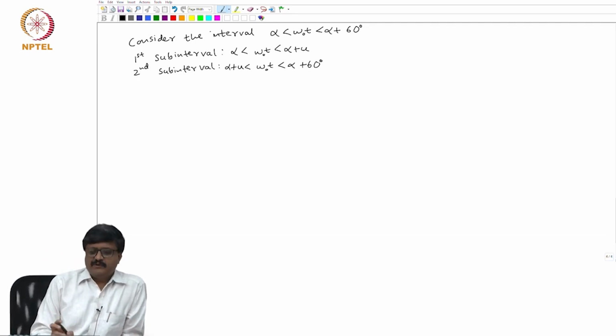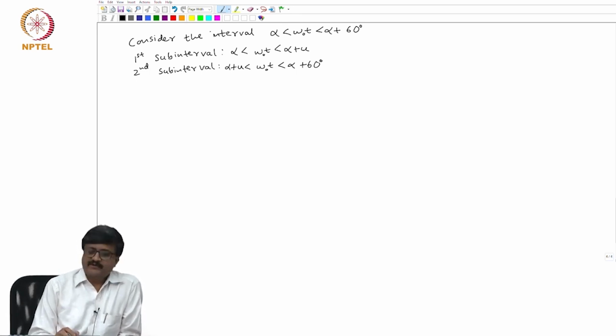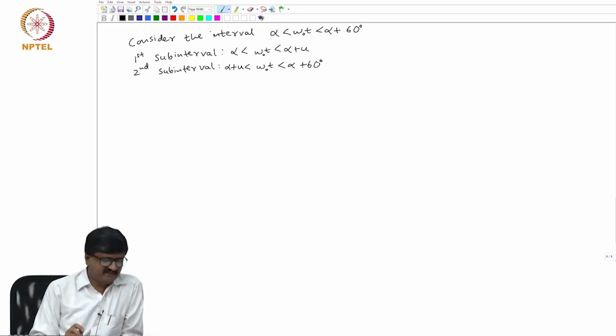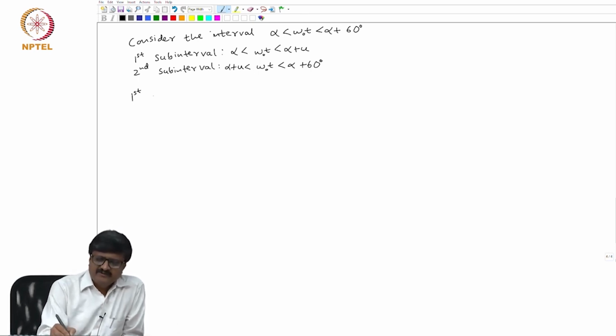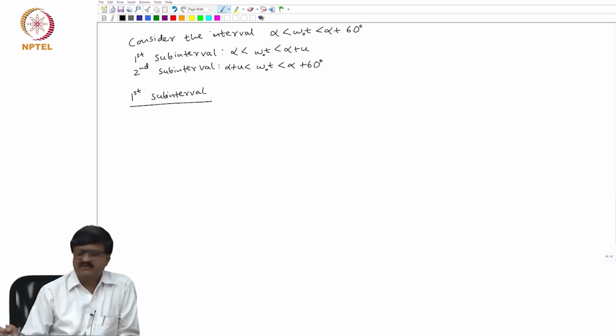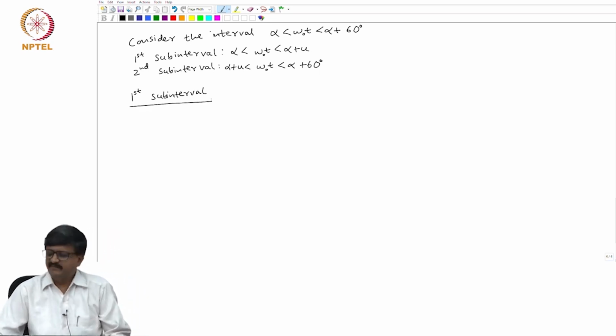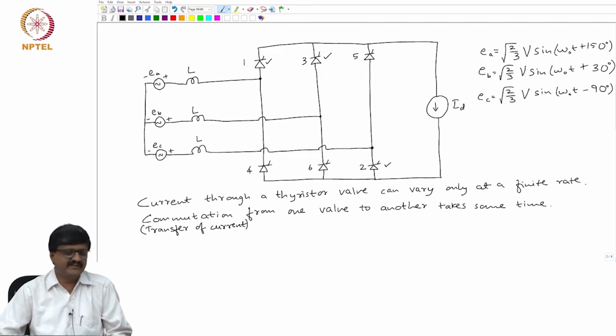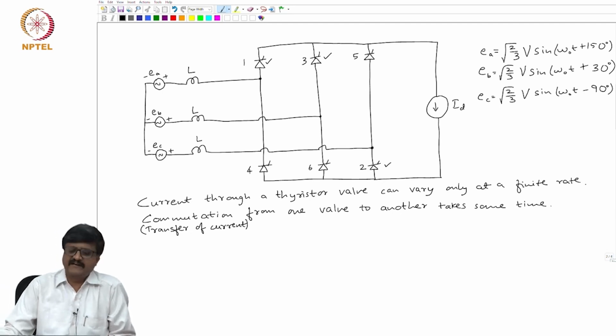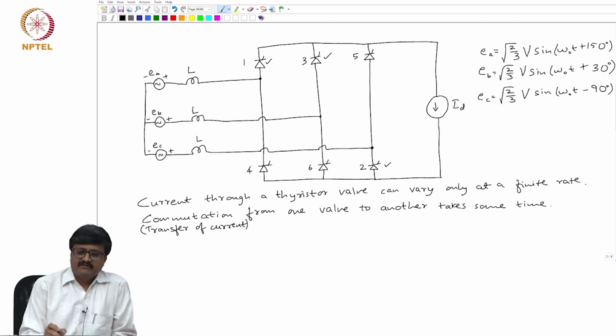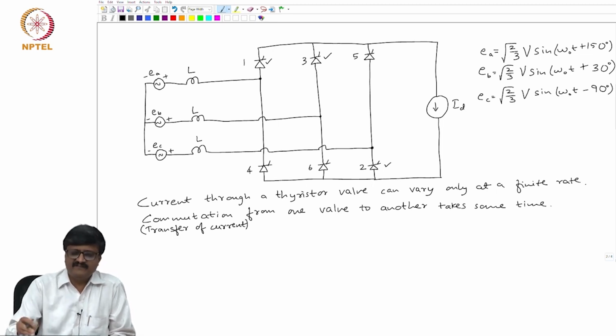Now, I want to analyze the circuit for the two subintervals. Let me take the first subinterval. So, what I will try to do is, I take the first subinterval, that is alpha to alpha plus u, and try to draw the circuit which is only relevant for the first subinterval. See, the circuit is in fact drawn here already. Okay. Now, when I say first subinterval, there are three valves that are conducting, 1, 2 and 3. Now, there is a valve 5, there is a valve 4, there is a valve 6 which do not conduct. So, there is no current flow through valves 4, 5 and 6.